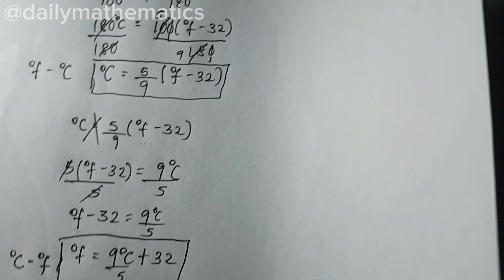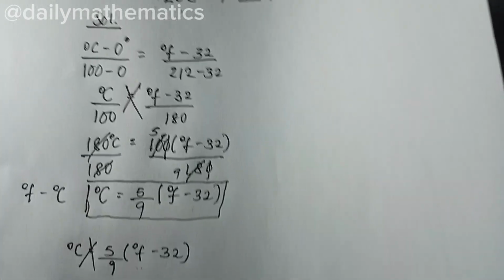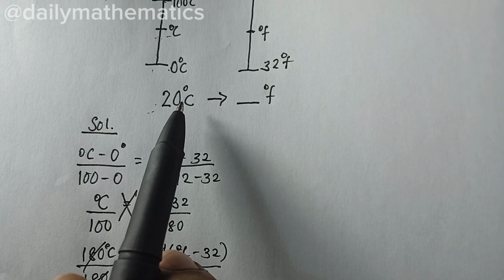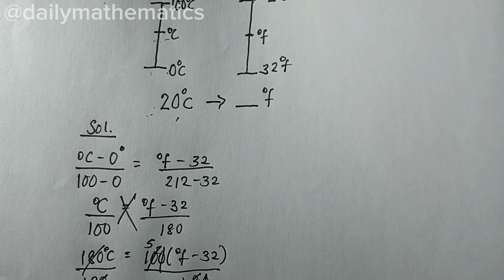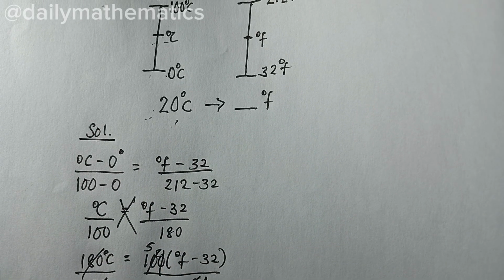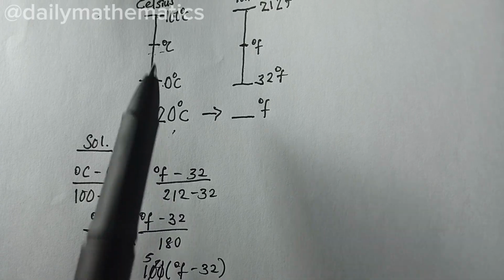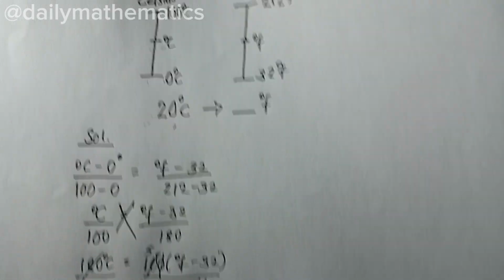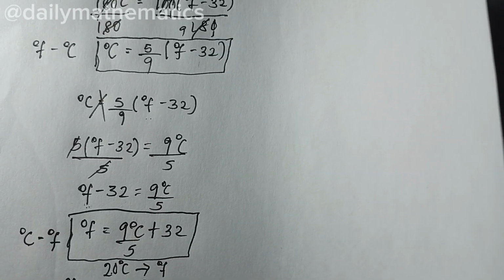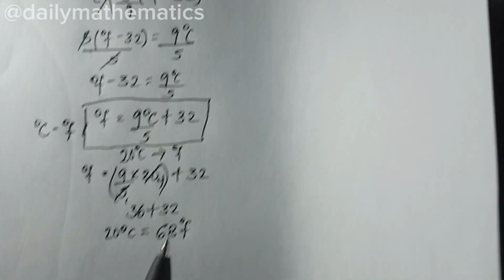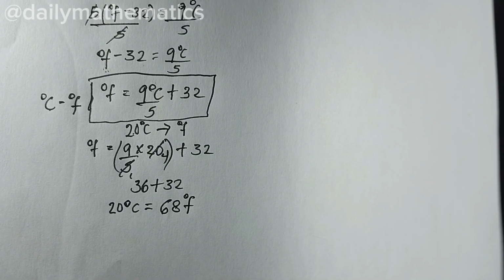Now, what's the essence of these formulas that we are deriving? It helps us so that when we have a conversion question, maybe from degree Celsius to degree Fahrenheit, or from degree Fahrenheit back to degree Celsius, we will not have to draw this scale again and go through all this method. So this formula is what we can just memorize.